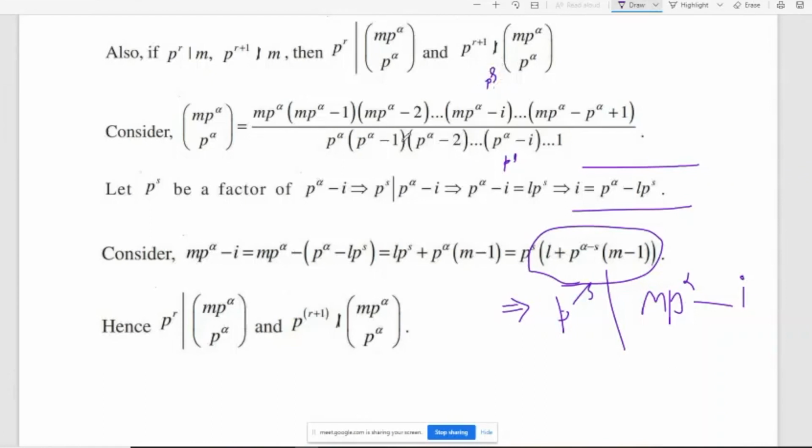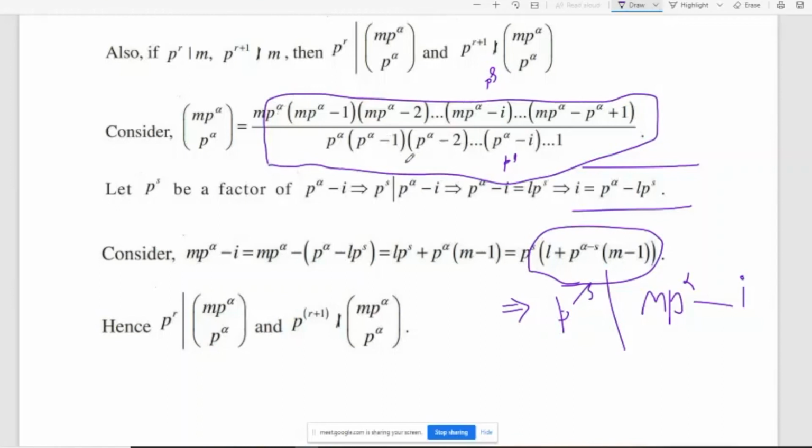So likewise, for each one, I can have factors if at all. If they don't have, well, there ends the matter. If at all they have, correspondingly they should have the same factors, which means I can cancel them. So I'll be left with terms all free from p, in the sense that you will not have any p factor at all. So because of this argument, which means what? If p power r divides m, then p power r will also divide this.